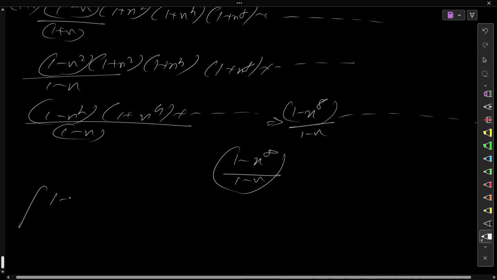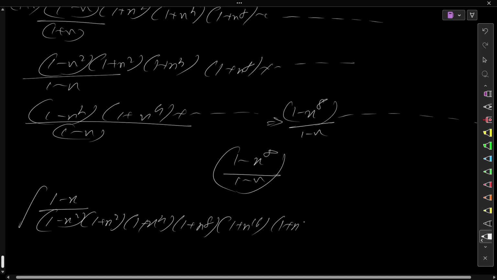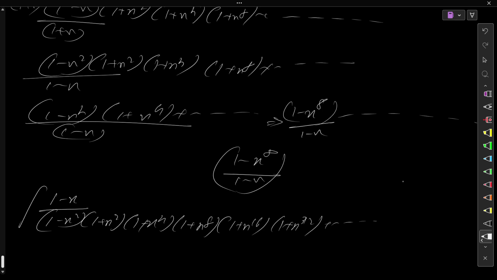So if I multiply and divide by 1 minus x, this will become 1 minus x square, 1 plus x square, 1 minus x to the power of 4, 1 plus x to the power of 8, 1 plus x to the power of 16, 1 plus x to the power of 32, and so on.